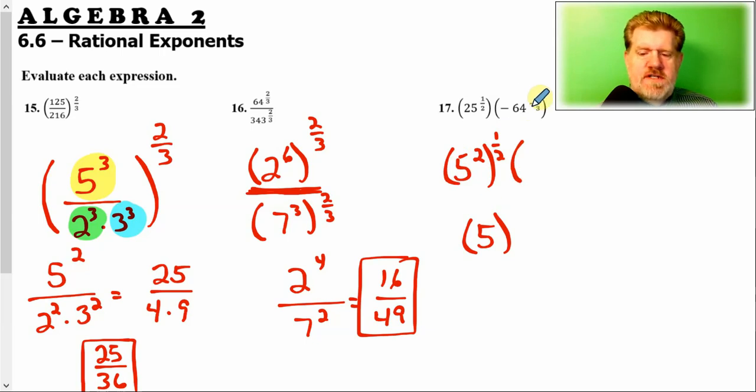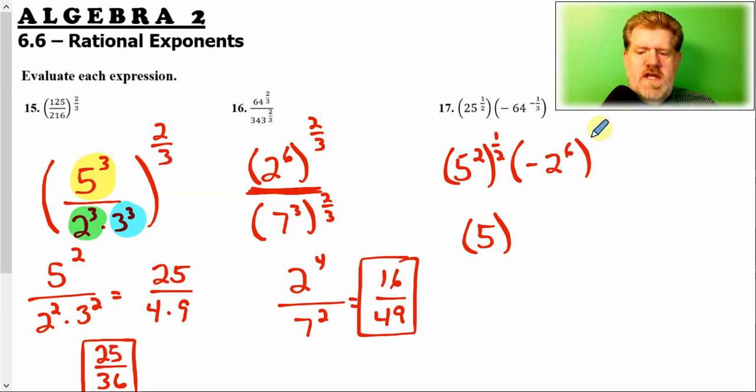All right, here's our negative 64, but again, it's a cube, so we're okay. And it's a negative 1/3. What does all that do? All right, let's do a piece at a time. So what would 64 break down into? No, we just did 64 last, 2 to the 6th power.